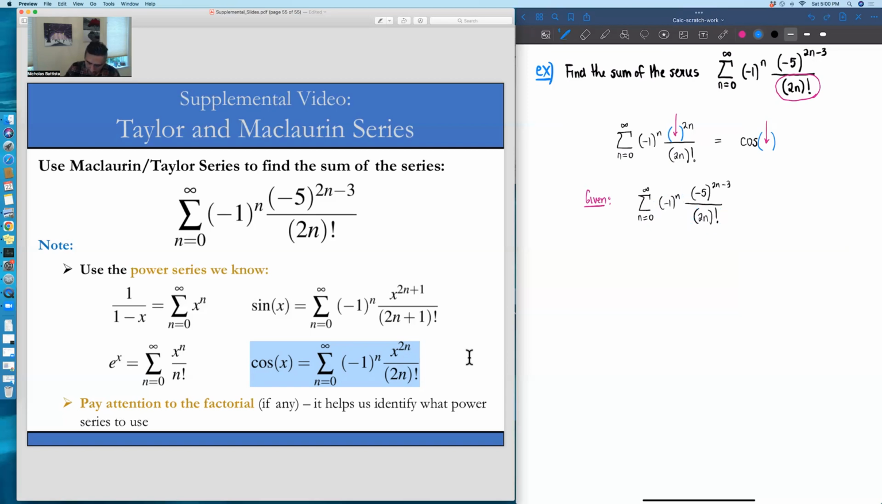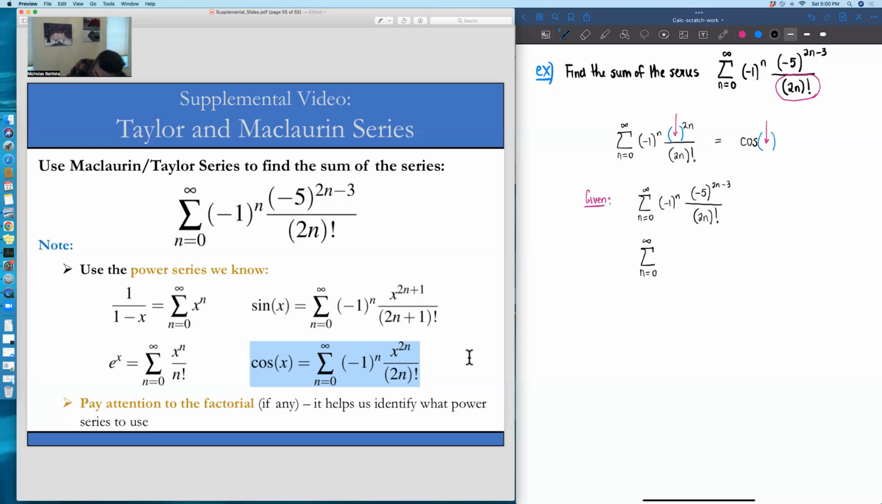What's a little bit off is that instead of having something raised to the 2n power, we have something raised to the 2n minus 3 power. That's going to be the difference here. We want something raised to the 2n power, not 2n minus 3. Again, compare: we have a 2n in cosine, but a 2n minus 3 in the series we're given. This is where we're going to use a little bit of algebra.